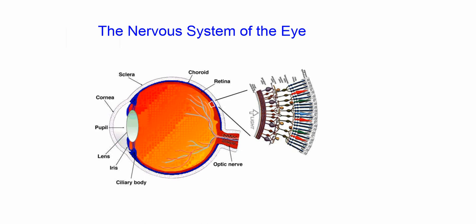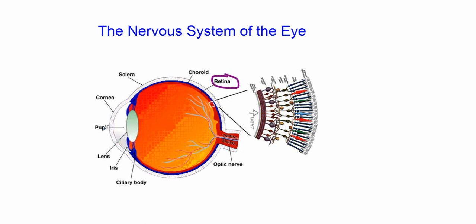In this video, I'm going to try and make a connection between the anatomy of the eye and the nervous system. In other words, how do the light receptors convert light images into an electrical signal that can be sent to the brain? And this, of course, happens in the retina.